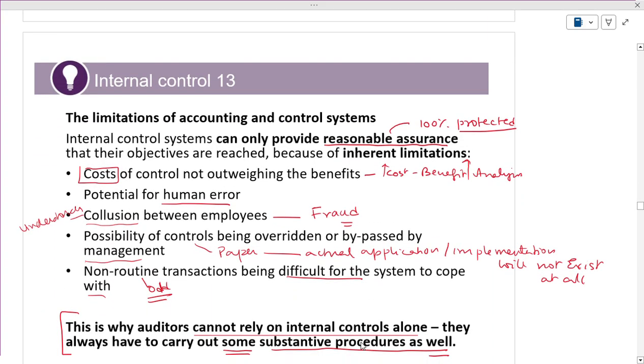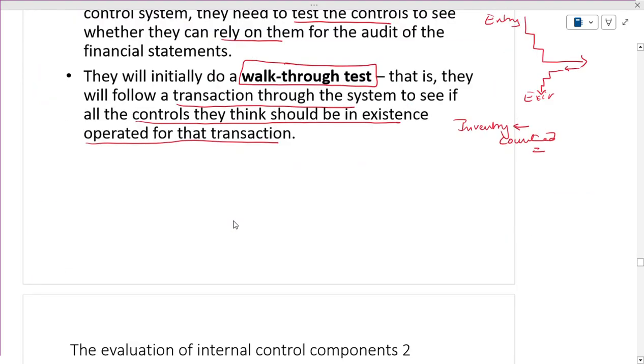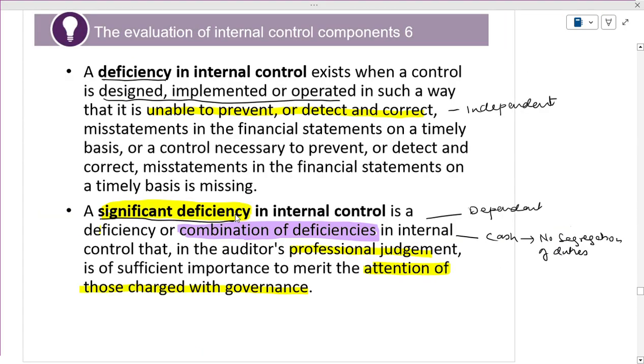Yeah, here. See, collusion between employees. Okay, so here I have written these things. This is a significant deficiency, is it right? If you have collusion, it is not one deficiency, it is multiple deficiencies. If that is the case, we have to say that it is a significant deficiency. Okay, now you make it a point to revise it once again. You should understand what a significant deficiency is.